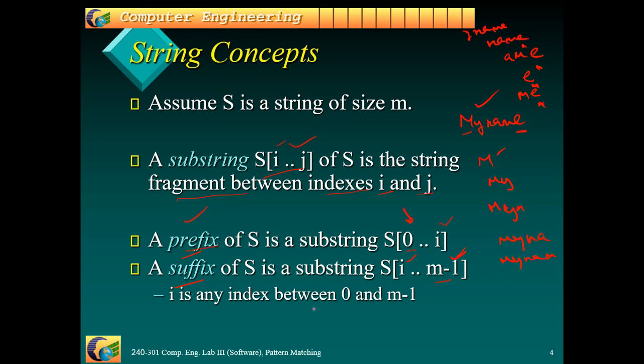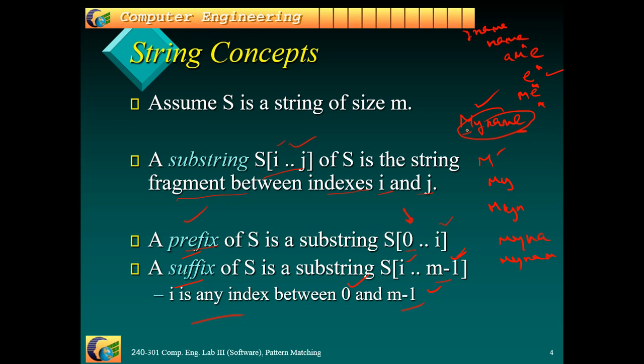So I is any index that could be from 0 to, as I said, m minus 1. It means 0 to 0. So simply M is a prefix in this case, right? Similarly, in suffix, when I is m minus 1, the last character, just E could also be a suffix, right? And when I is 0, the suffix, the complete name itself is also a suffix, right? And the complete name is also a prefix of the same.